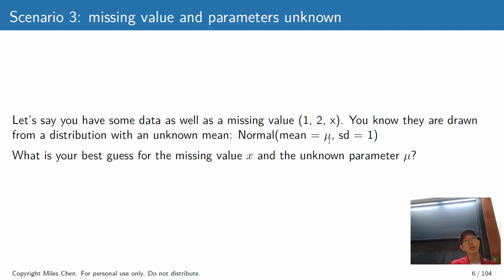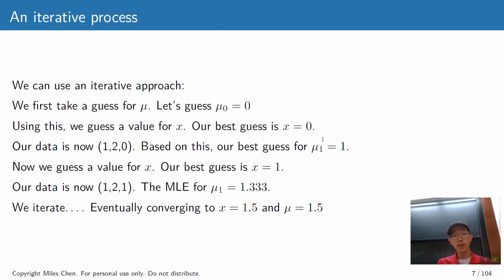You do 4 divided by 3. My guess for what mu is going to be is 1.33, okay? And I would update my guess for mu. And then I go back and I get 1, 2, 1.33, and I do this iterative approach. I go back and forth and I say, okay, let's update what my guess for x would be, or what is the most probable value for x. And then once I estimate what my most probable value for x is, I'm going to go back and update what my guess for mu is. I do this iterative back and forth, and eventually we converge to: best guess for x is 1.5, and the best guess for mu is 1.5.